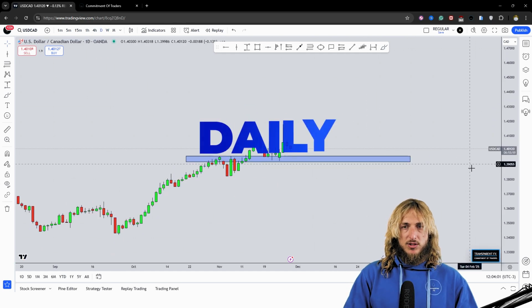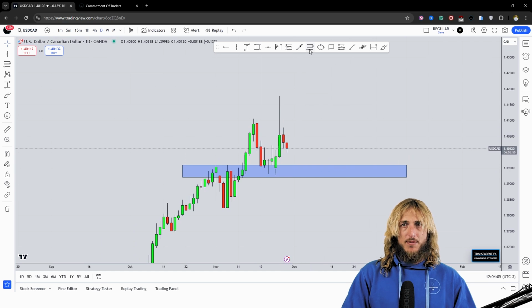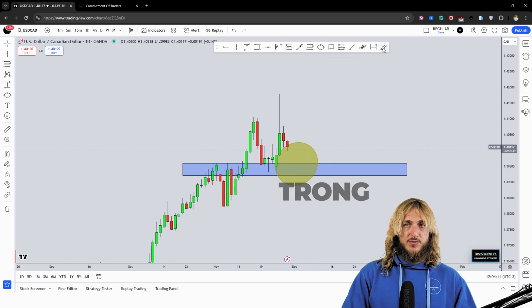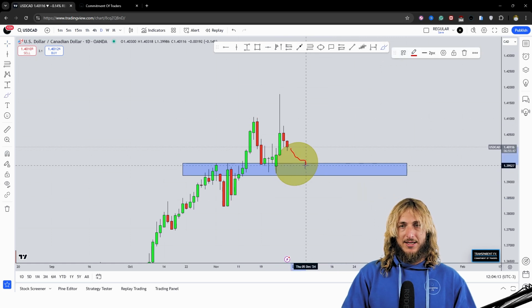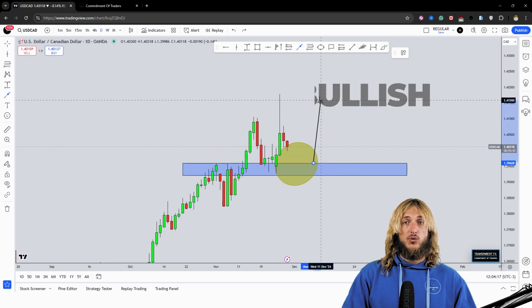Now, dropping down to the daily time frame, what do we have? From a daily standpoint, we must notice how all this area is strong support, as we have already identified. And there is the possibility to see some more institutional longing inside of the zone, potentially increasing the probabilities of a move to the upside.